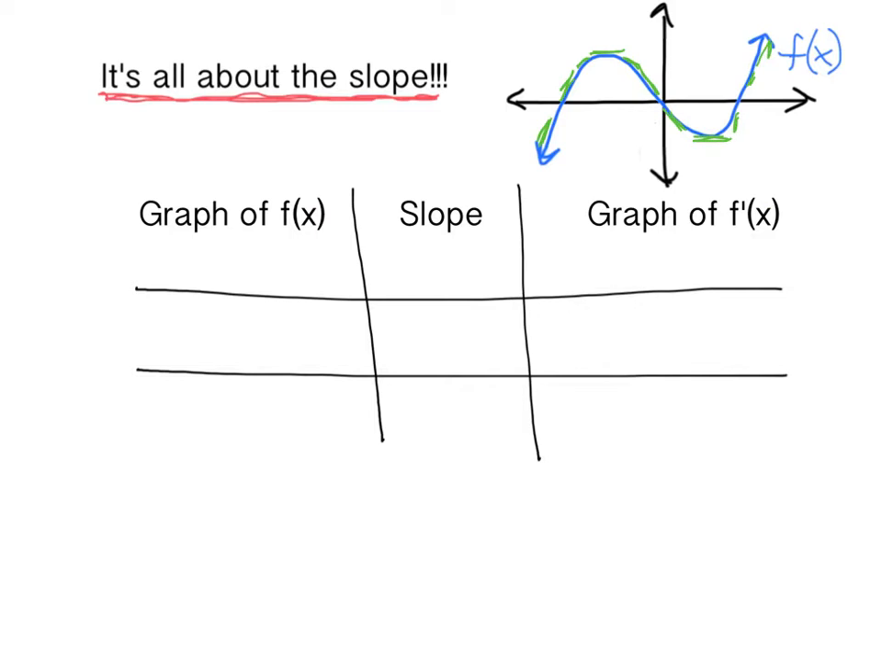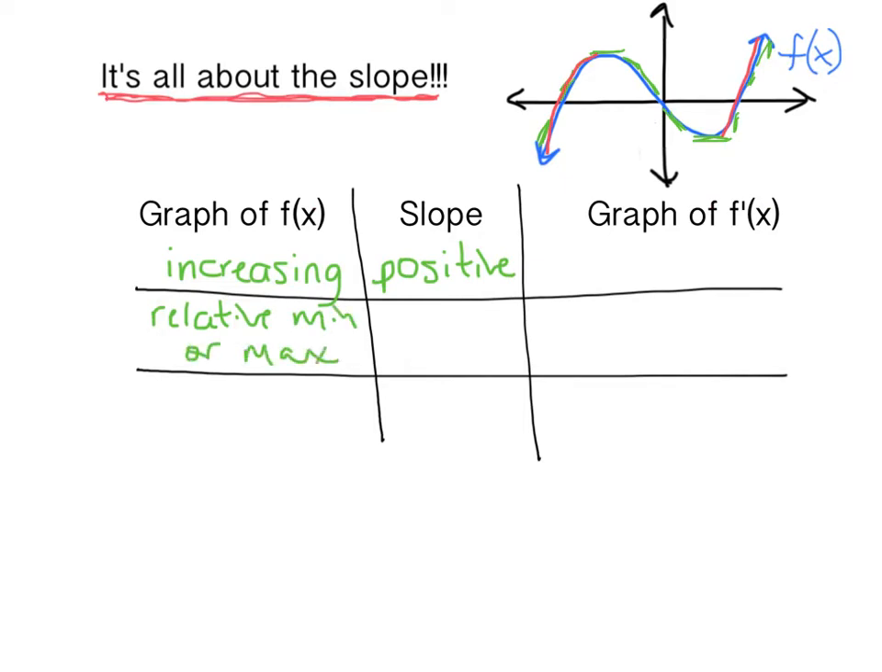All right, so let's summarize a couple of the things that we talked about. First of all, if the graph of the original function was increasing, as it was right here and right here, then those slopes, those green tangent lines, were positive. As the graph of the function leveled out, in other words, when it hit a relative min or max, when it changed from increasing to decreasing, we said that the slope was 0.